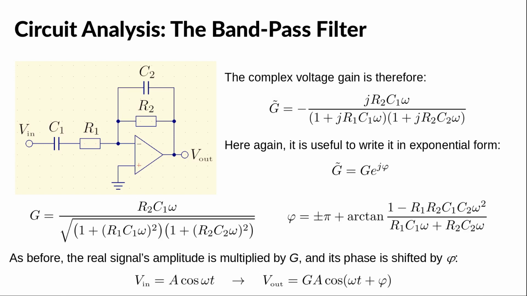Note the plus or minus sign in front of pi in the expression of the phase. You can choose the sign that you want since the phase is 2 pi periodic, but it is convenient to choose the sign that results in the value of phi in the range from minus pi to plus pi, because then the sign of phi tells us whether the output voltage leads or lags the input voltage. So, as for the low-pass and the high-pass filters, the amplitude of the signal is multiplied by G, and the phase is shifted by phi.